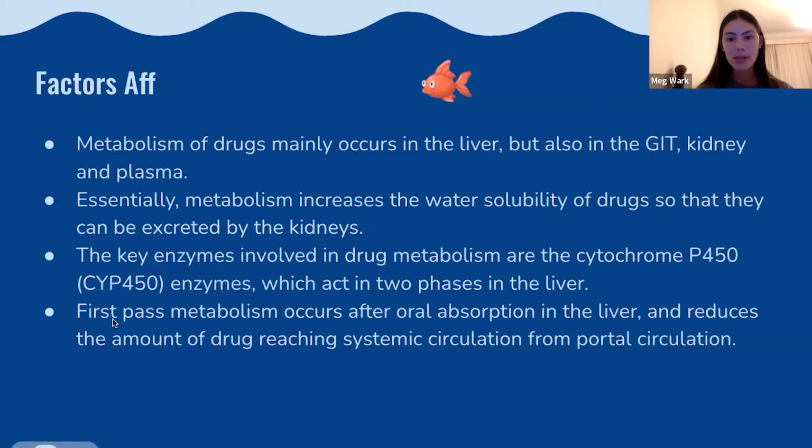First pass metabolism occurs after oral absorption in the liver and reduces the amount of drug reaching systemic circulation from portal circulation. If you remember when I mentioned earlier, first pass metabolism affects the bioavailability of a drug, because after you take the drug, so after it's administered, it goes through first pass metabolism. This will basically break down some of the drug before it even reaches systemic circulation. Portal circulation is like the liver's own circulation. So if there's a high first pass metabolism, then it decreases the bioavailability because less of the drug makes it from oral absorption to systemic circulation, if that makes sense.